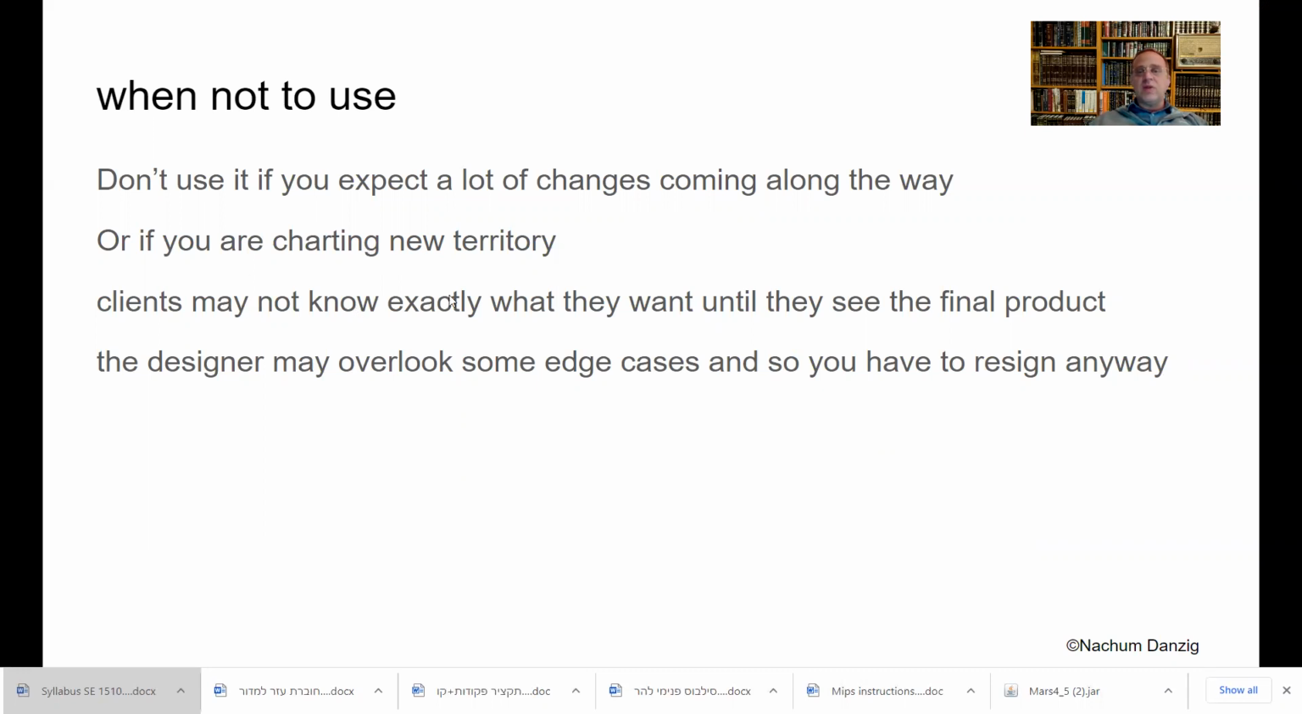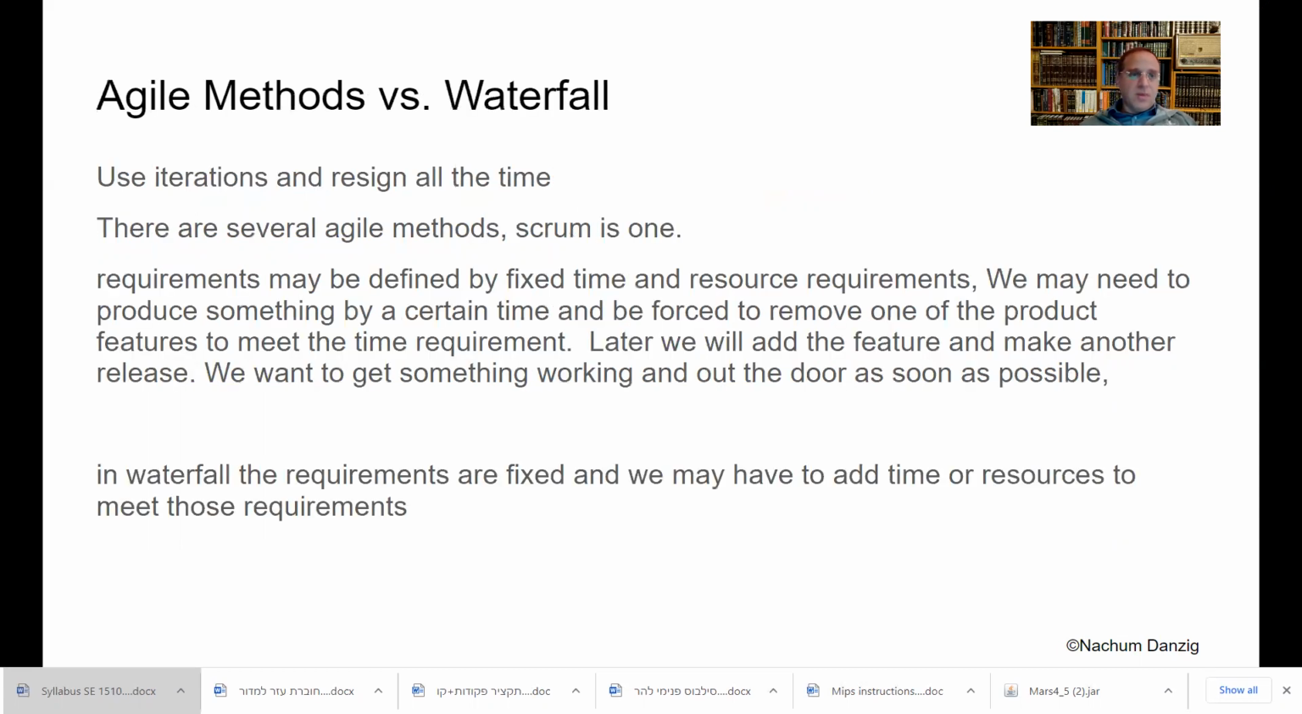Clients may not know exactly what they want until they see the final product. And then they say, oh, no, that's not what I wanted. I want something else. Your client himself is wishy-washy. So then you're not going to use this. The designer may overlook some edge cases, and so you have to redesign it anyway. In other words, your designer isn't so experienced. There are lots of edge cases that it's impossible to think of. So you better have a method that allows for easier change. There's no sense in wasting a lot of time designing if you're going to just have to redesign anyway.